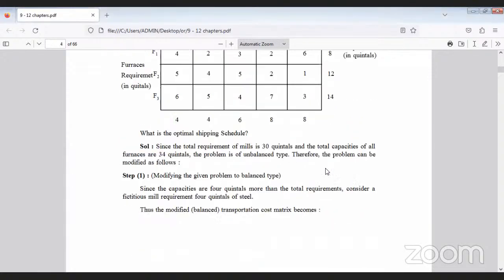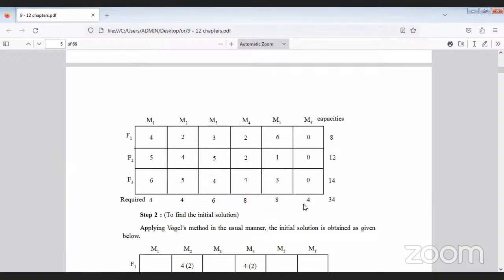The problem can be modified, changing the given problem to a balanced type. Since the capacities are 4 quintals more than the total requirements, consider fixing some requirement for the 4 quintals of steel. So modify the problem here.